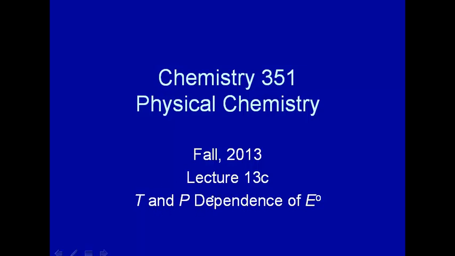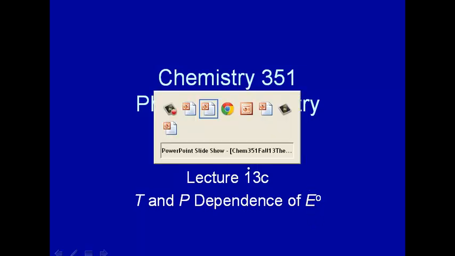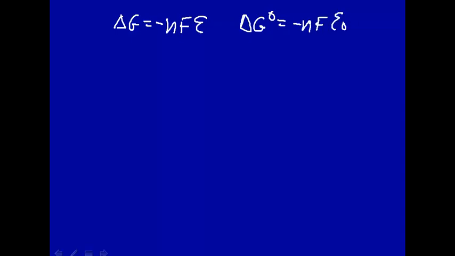Here we come to the final part of Lecture 13. We're going to consider the temperature and pressure dependence of the standard cell voltage. Essentially what we're doing is playing around with the important equation that we derived in the previous part of this lecture, namely that delta G is minus NFE, or for standard state, delta G0 is minus NFE0.